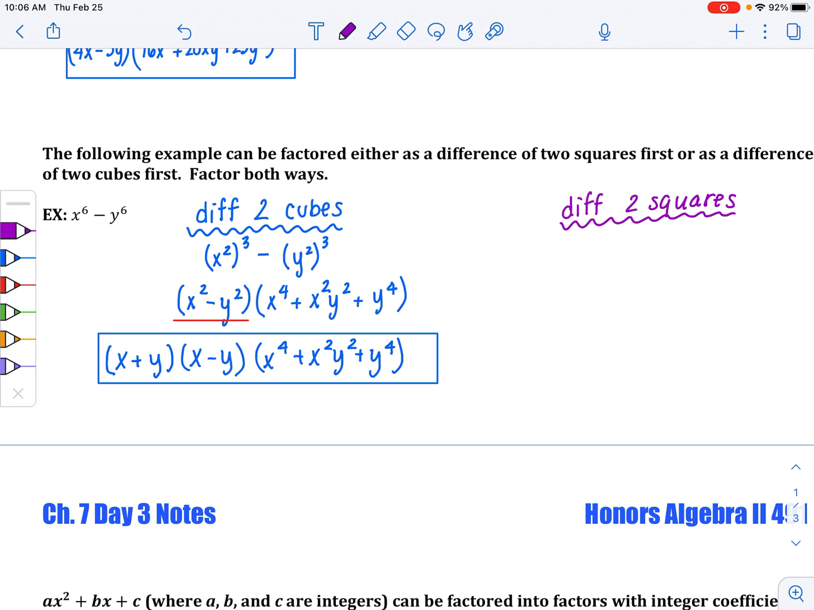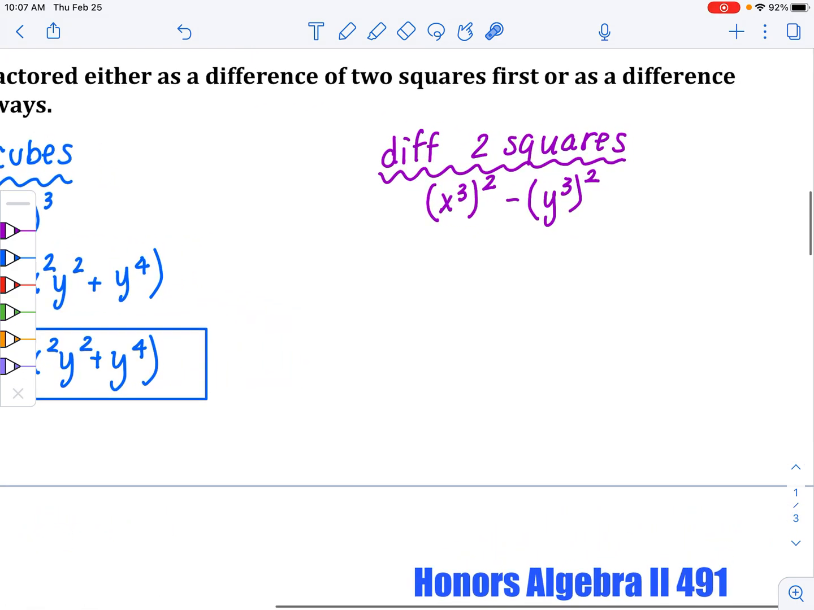So same equation, but if you look at it a little different. So I write the first term as x cubed squared minus y cubed squared. Now it's a difference of perfect squares. If I looked at it that way, that's my factoring that I did right here. I'm going to zoom in for us.